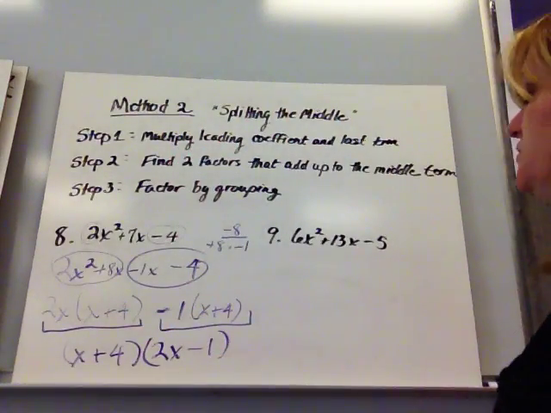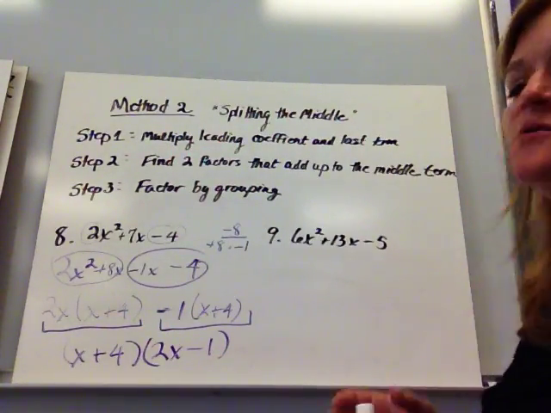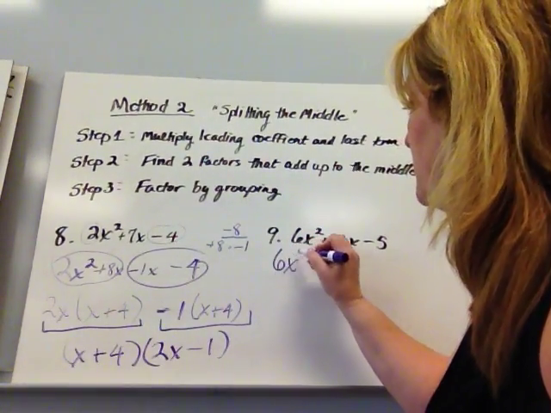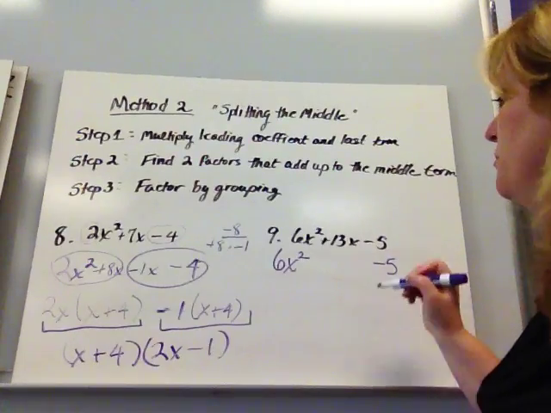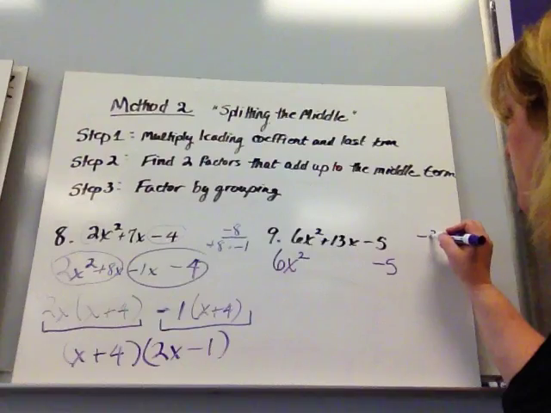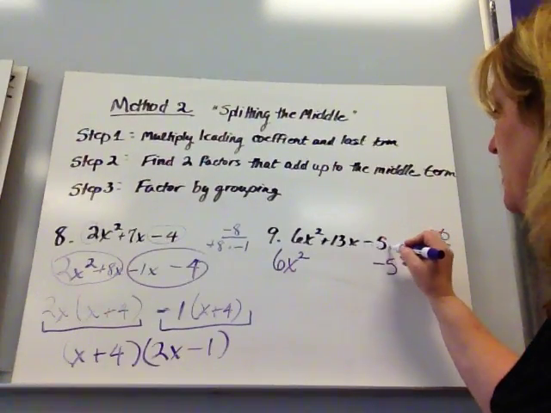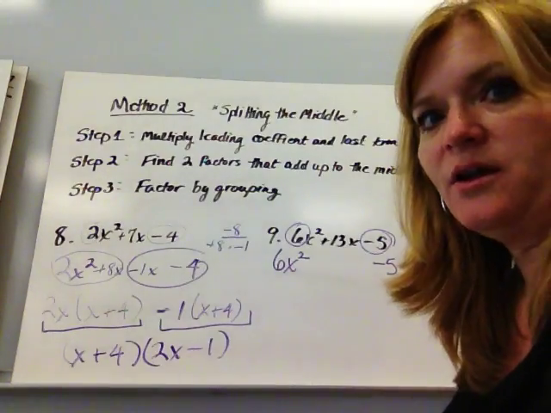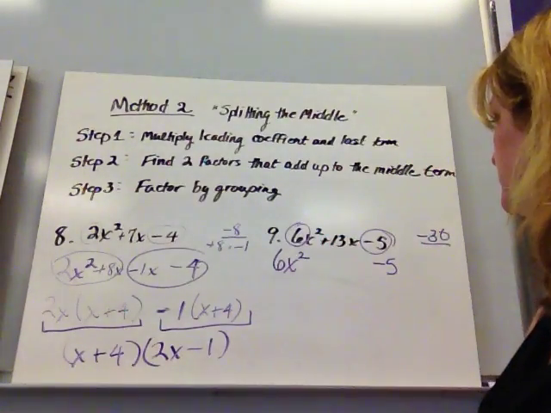All right, so let's look at this one here. I've got 6x squared plus 13x minus 5. All right, we're going to split the middle. We're going to put the first term down, put the last term down, put my factors down. Now I have to do factors of a negative 30 over here at the side. Remember, I have to multiply these two together. That's the difference. Now, what am I going to use to get a 13?